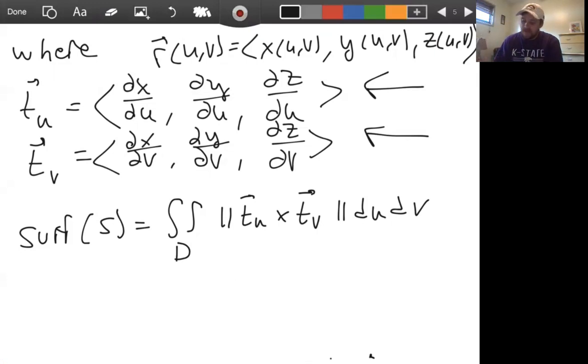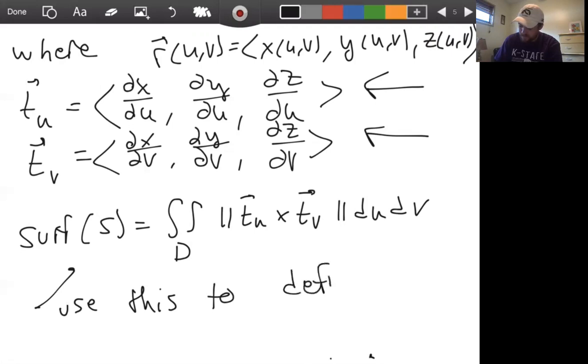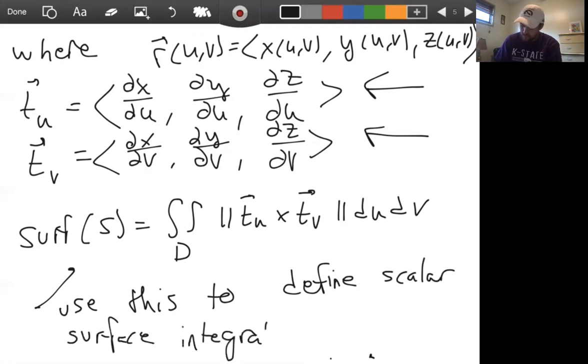And we will use this idea here to understand what a scalar surface integral is calculating. And so now let's use this to define the scalar surface integral.